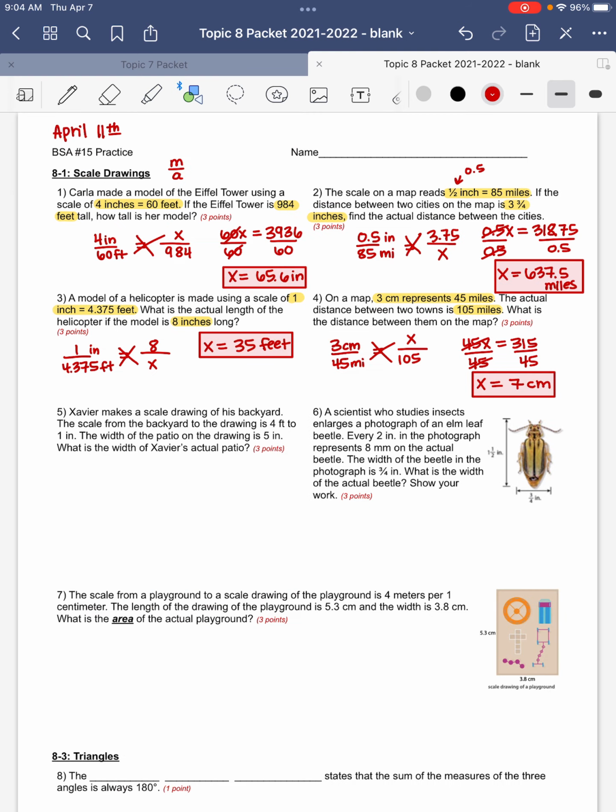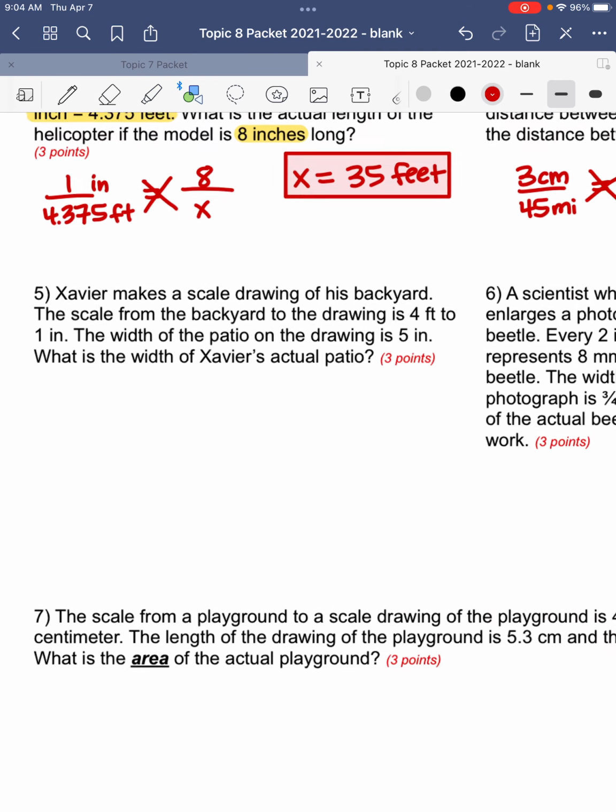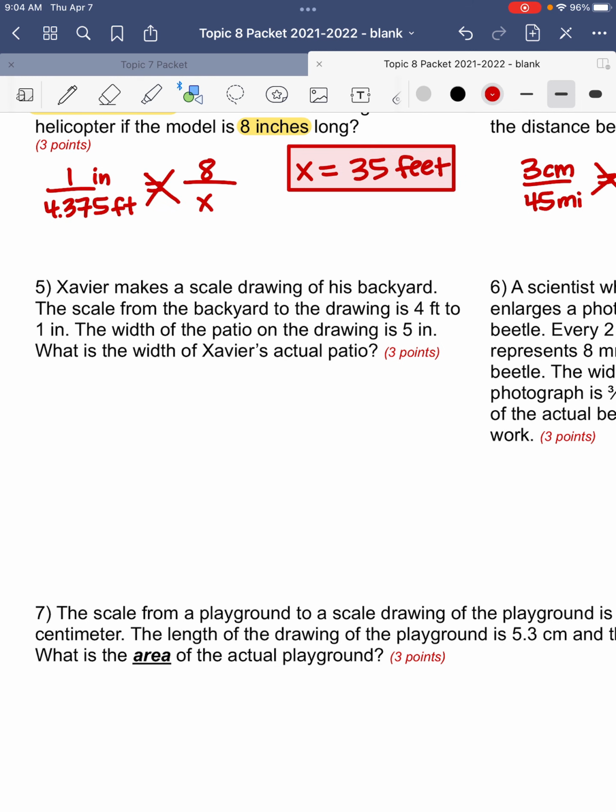Okay. Moving on to number 5. Xavier makes a scale drawing of his backyard. The scale from the backyard to the drawing is 4 feet to 1 inch. The width of the patio on the drawing is 5 inches. What is the width of Xavier's actual patio? Okay, so what we know is from the backyard to the drawing is 4 feet in real life to 1 inch in the drawing, right? And we know that the width of the patio in the drawing is 5 inches.